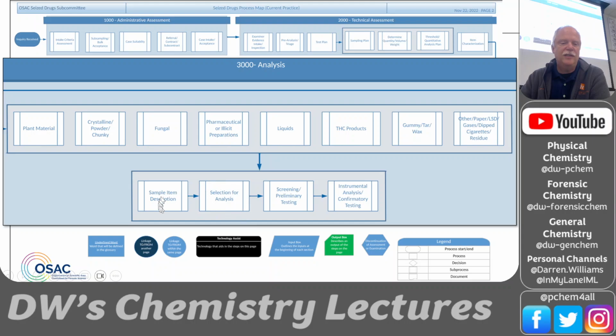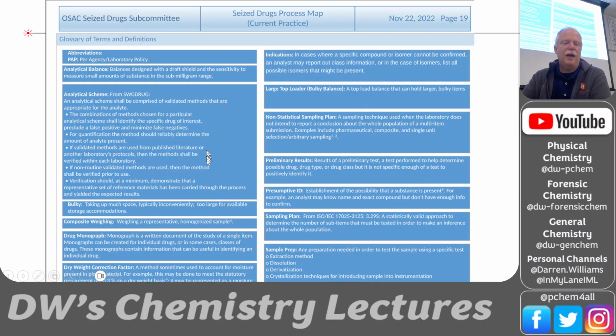Then they go into the lab, and you have sample description, select it for analysis. There's preliminary testing, and then instrumental analysis, confirmatory testing. There's a lot of vocabulary, and you can see this again in this OSAC committee. But I wanted to point out some of the things we've already talked about. There's sampling plans, there's presumptive tests here, there's different kinds of weighing techniques, but then down here at the bottom, sample prep. And that's what this whole lecture is about, this sample prep.